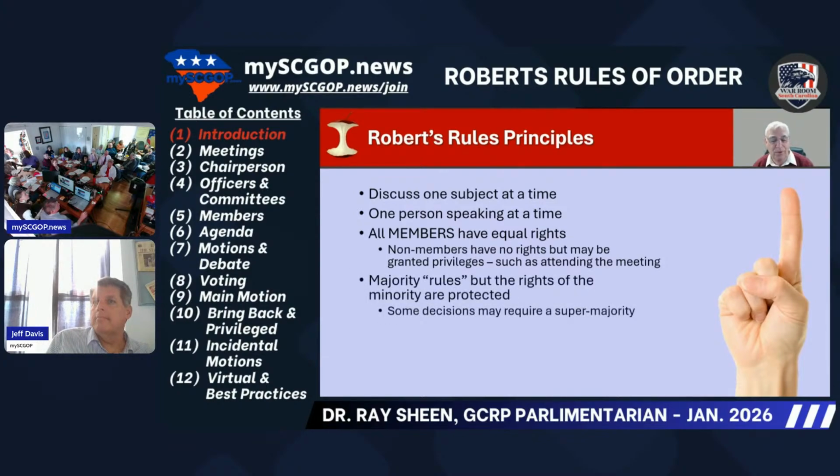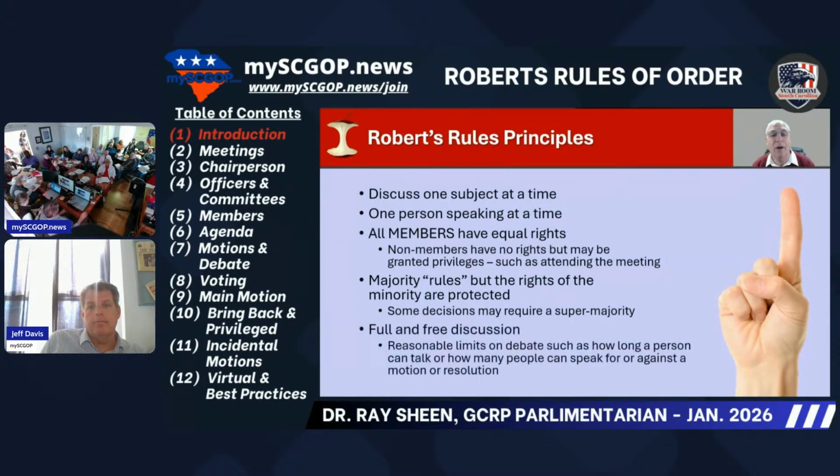Another principle is that the majority rules, but the rights of the minority are protected. The minority can provide alternate options for consideration and can voice their support or opposition to whatever is being proposed at the time. They cannot filibuster or veto, but their voice is heard. In some cases, the bylaws or the rules will require a 2/3 majority, a supermajority, instead of just a simple 50% plus one vote in order for a motion to pass.